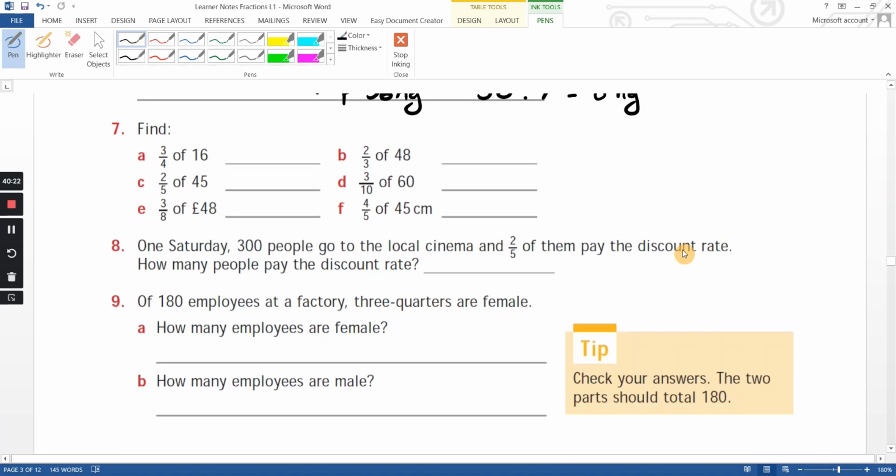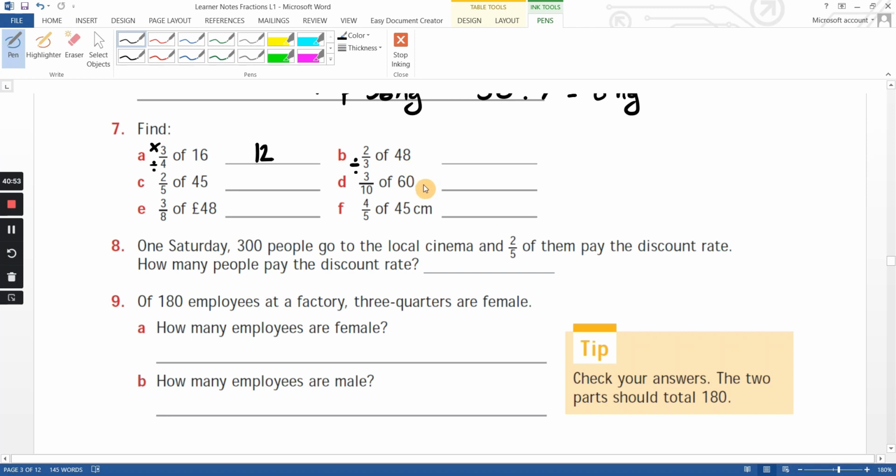Number 7, part A, find 3/4 of 16. So again, let's try and do these in one go. I'm going to do it in my head. I'm going to divide by the denominator and multiply by 3. So how many 4s go into 16? That's 4, times by 3. 4 times 3 is 12. Again, how many 3s go into 48?